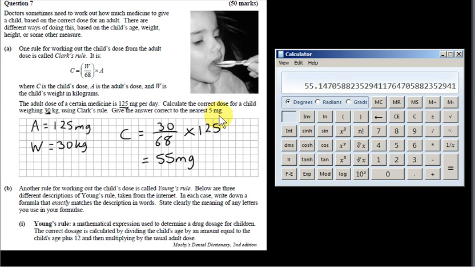A number that is a multiple of 5 milligrams would be a number like 50 or 55 or 60 or 65 or 70 and so on. So we see which of those numbers this is closest to. It's obviously closest to 55 milligrams.